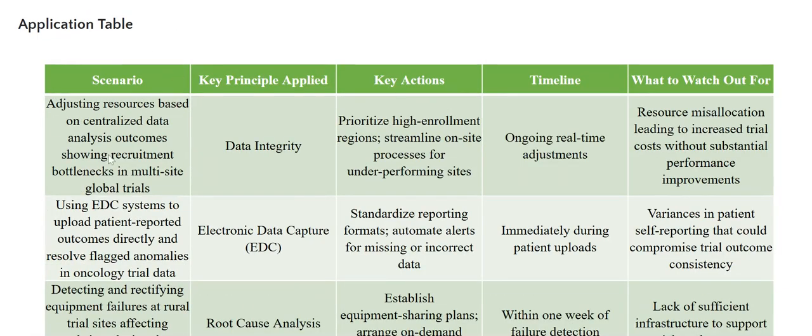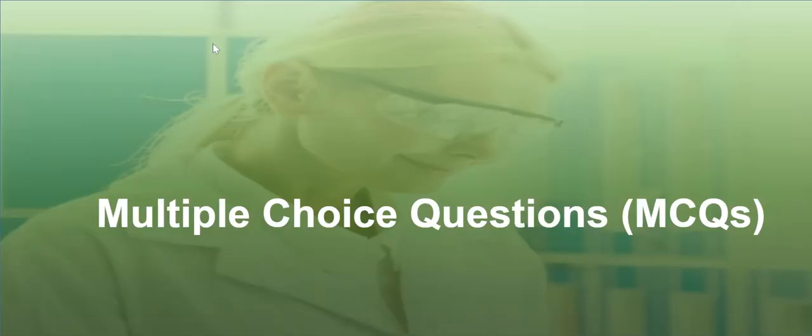Continuing with scenarios: adjusting resources based on centralized data analysis outcomes showing recruitment bottlenecks in multi-site global trials, using EDC systems to upload patient-reported outcomes directly and resolve flagged anomalies in oncology trial data, detecting and rectifying equipment failures at rural trial sites affecting real-time dosing data collection. And then we will be revising what we have covered through this lecture through some multiple choice questions, or MCQs.